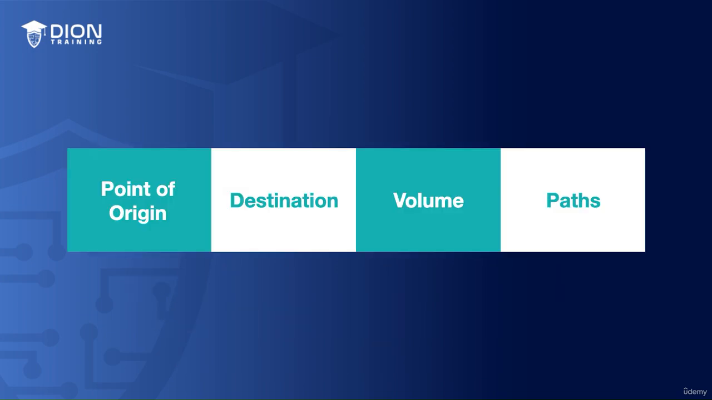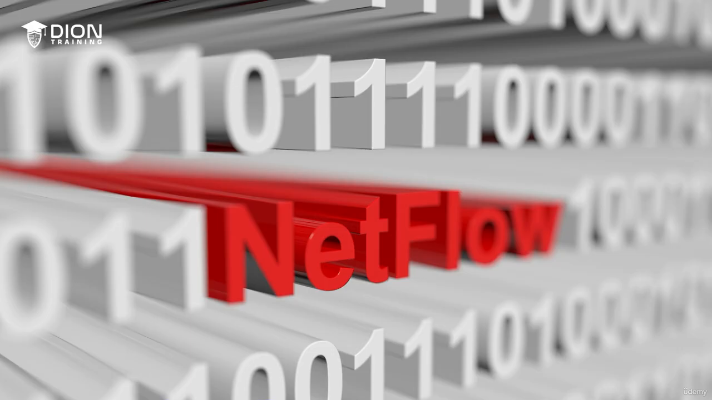Now, some of the information it captures is things like the point of origin, the destination, the volume, and the paths on the network. This is not a packet capture. We're not capturing everything, every single 1 and 0 that's going in or out of our network. Instead, NetFlow is more of a summarization of that data that's going in and out of our network. It can help us with things like understanding who's using the most bandwidth or where there are traffic spikes, but it can't tell us exactly the file that went into or out of our network. For that, we would need to have a full packet capture.